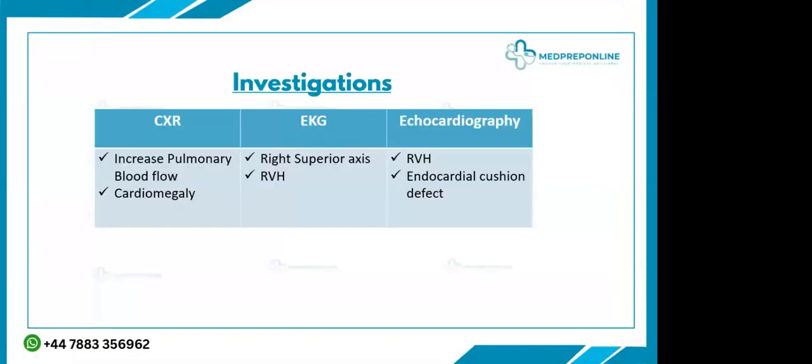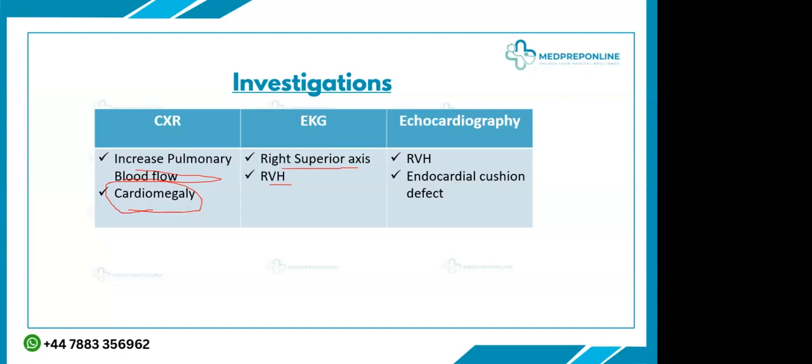Okay, what will you see on the investigation? On the chest X-ray, of course, there will be increased pulmonary blood flow. There will be increased pulmonary vasculature, and you can even see cardiomegaly, as all 4 chambers are involved here. And on EKG, there will be right superior axis deviation along with right ventricular hypertrophy initially, and with the passage of time, it will become biventricular hypertrophy.